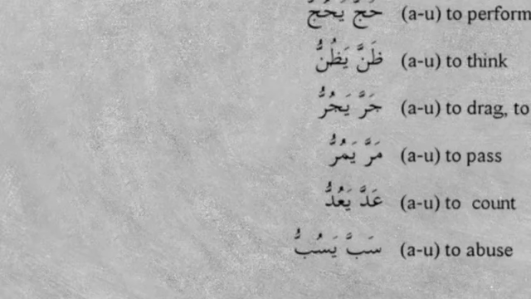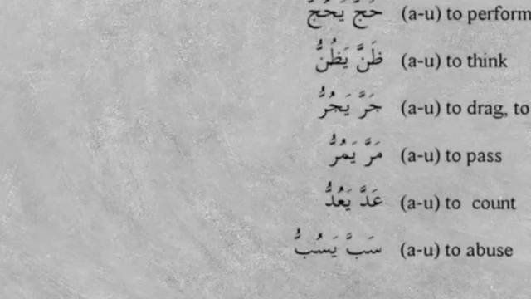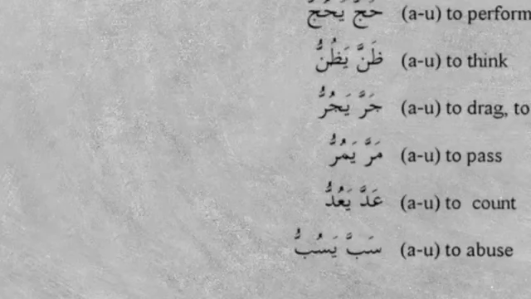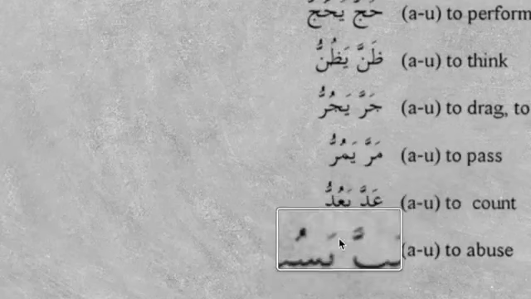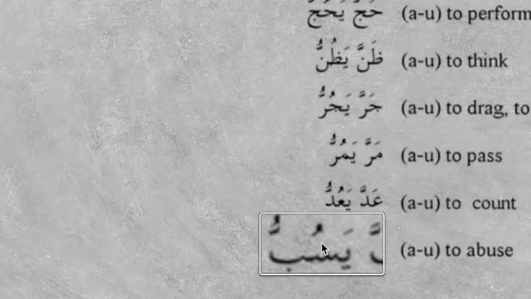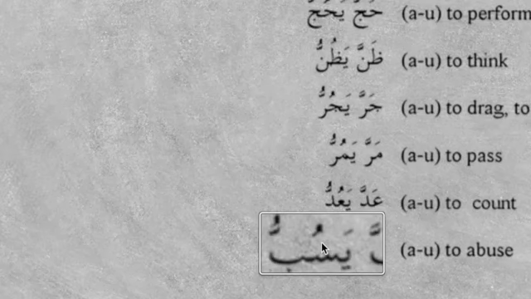So hajja yahujju, to perform hajj. This is bab nasara yansuru. So the ain kalima has got fatha, and the mudari will have u. Zanna yazunnu, to think, or he thought and he thinks. Jarra, to drag or to pull. Yajurru. Marra, to pass. Yamurru. Adda, to count. Yauddu. Sabba yasubbu. See, these are all bab nasara. Most of them are bab nasara, so it's no problem.